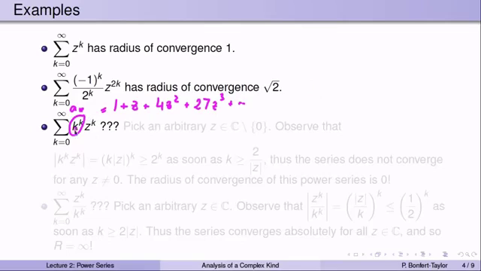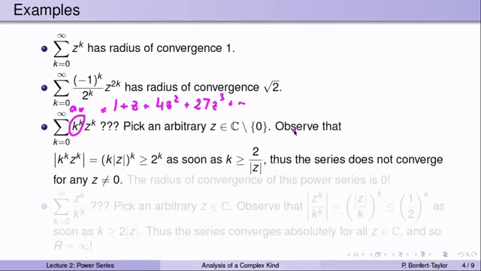Well, obviously when z is equal to 0, all the terms are 0, so that's quite obviously a point of convergence. Let's now pick an arbitrary z that's not 0. And we observe the following. If I look at the absolute value of k to the k times z to the k, I can pull this exponent k outside. And I get k times the absolute value of z, to the power k. But notice that z is fixed. I can pick a large enough k, for example, greater than 2 over the absolute value of z, and this term is greater than or equal to 2 to the k, which means the individual terms of my power series don't go to 0.